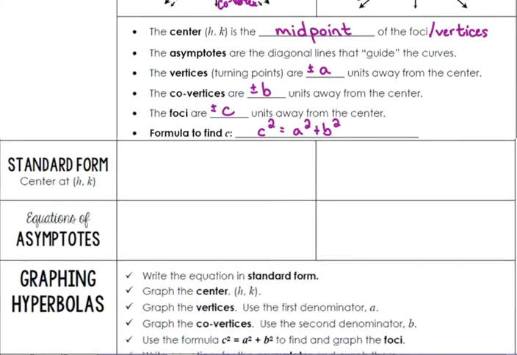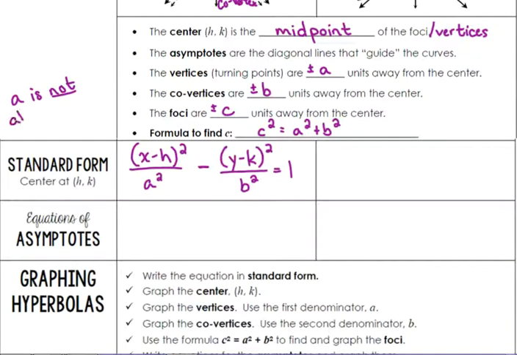So our standard form looks very, very similar to our ellipse equation: x minus h squared over a squared. Here's the difference, minus y minus k squared over b squared is equal to 1. Now, in this case, for hyperbolas, a is not always greater than b. That only applies to ellipses.